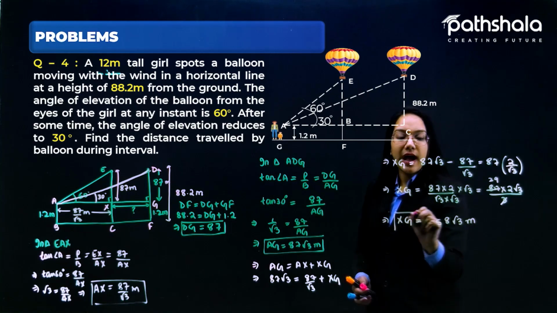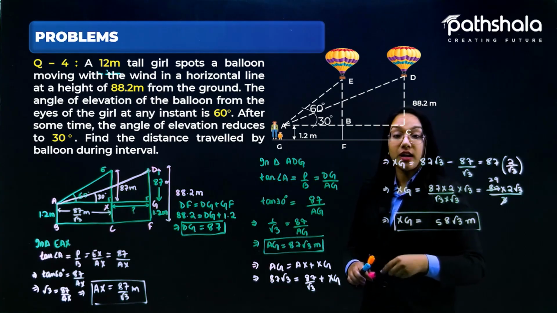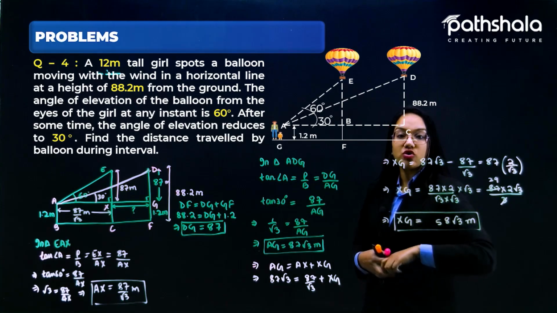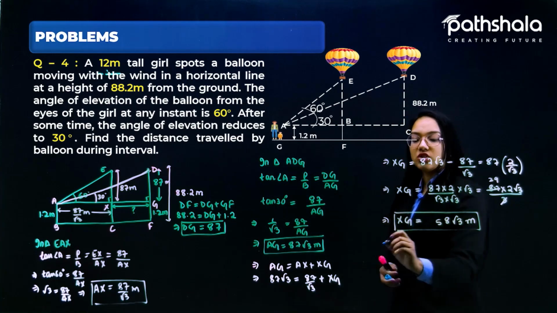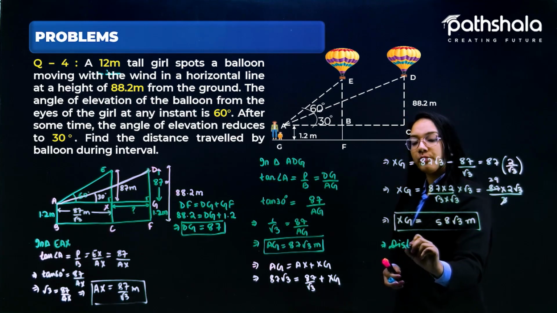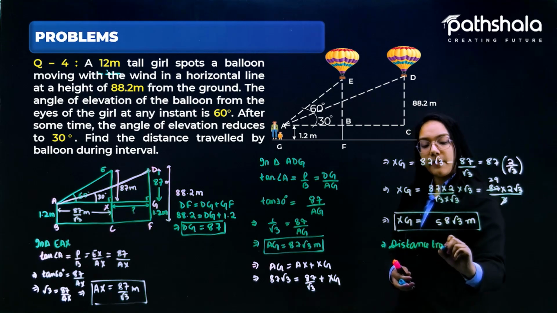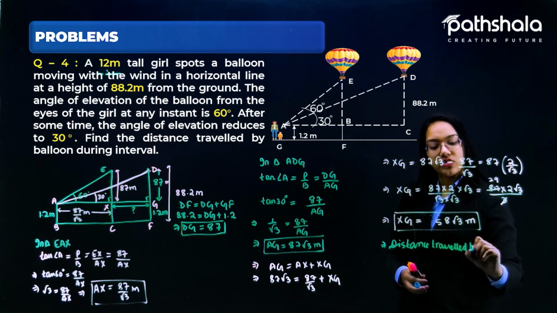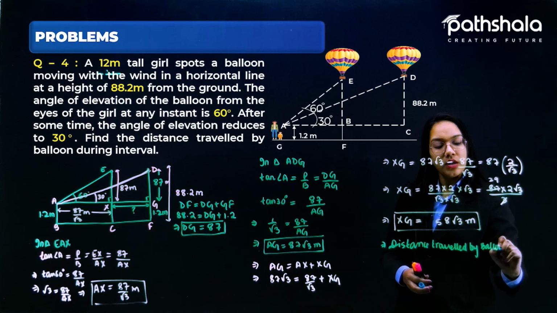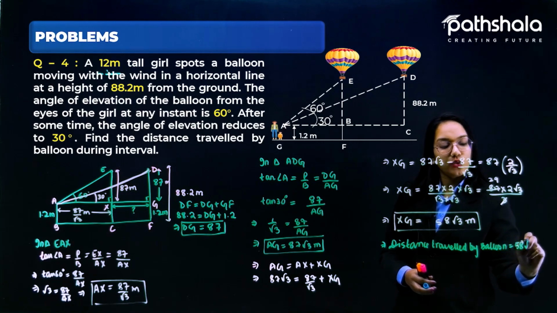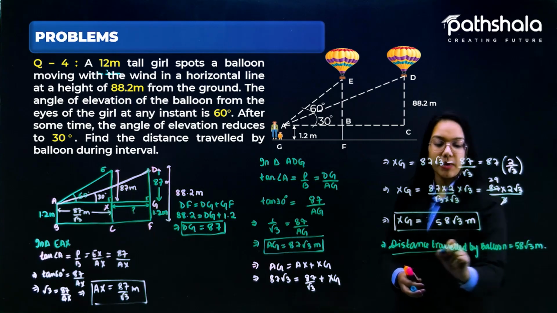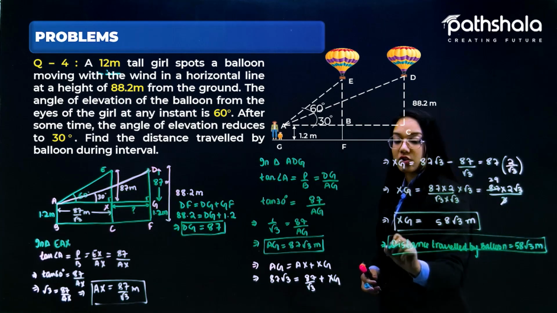So at the end, what we are getting is the distance traveled by the balloon. The distance traveled by the balloon is 58 root 3 meters. So this is my answer for this particular question.